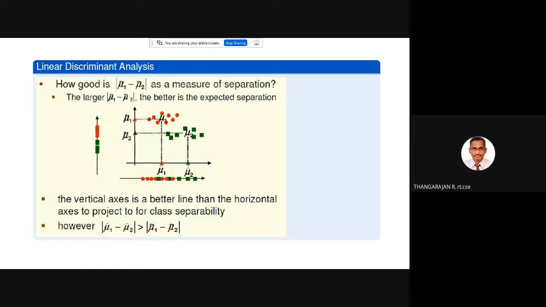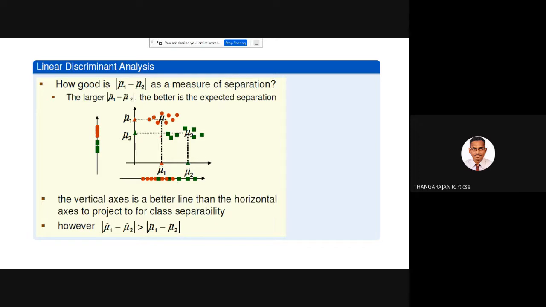For example, say you have this mu tilde 1. So mu is the mean. So mu 1 is the mean of this particular data, that is the red one, and mu 2 is the mean of the second one. Now you take these 2 components, the vertical component and the horizontal component, and you project your data on both.